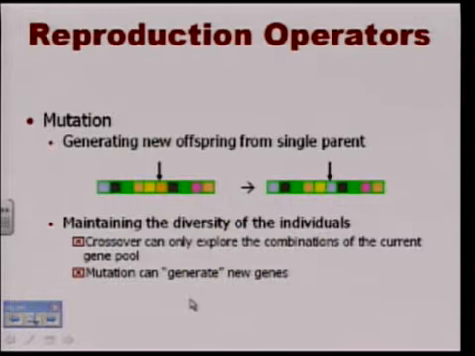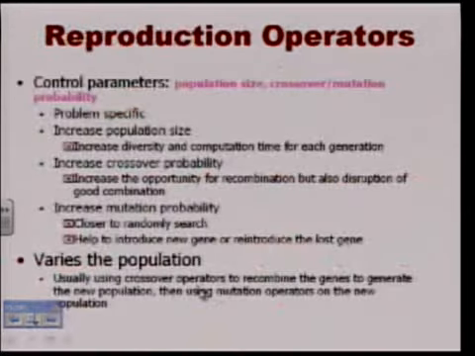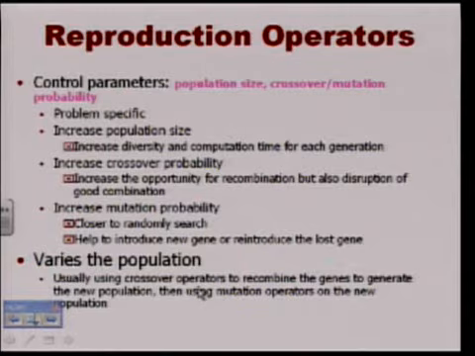Meaning that you have existing candidates, and you try to use that to get to a good solution in the next step. Or maybe you just purely change a little bit of the existing one, like you randomly select another candidate as your new gene. And there are always control parameters in the design, like population size, crossover and mutation probability.